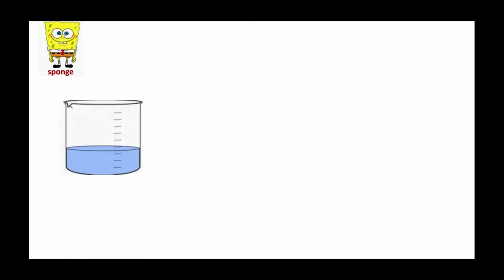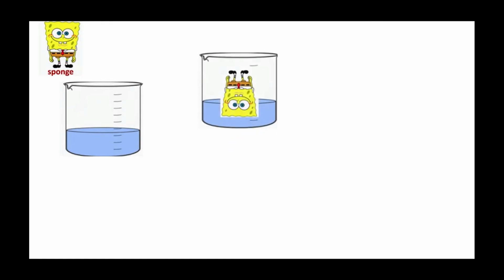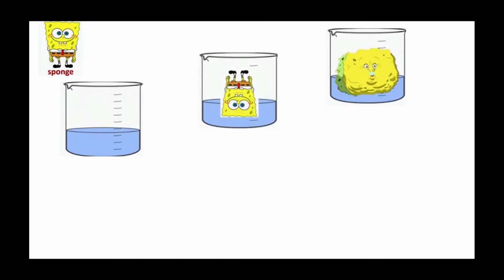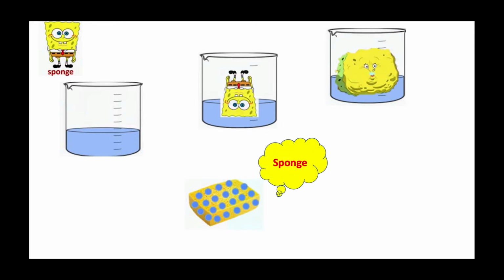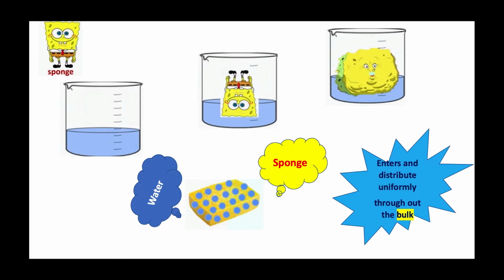We know a sponge has a lot of holes or pores in it. Take a sponge and put it into water. What happens? The sponge is soaked up with water. That is, the sponge is going to wet uniformly throughout with water. This process is absorption. In this, one substance, that is water, is entering and penetrating through the surface of the sponge, and getting uniformly distributed throughout the bulk of the sponge.